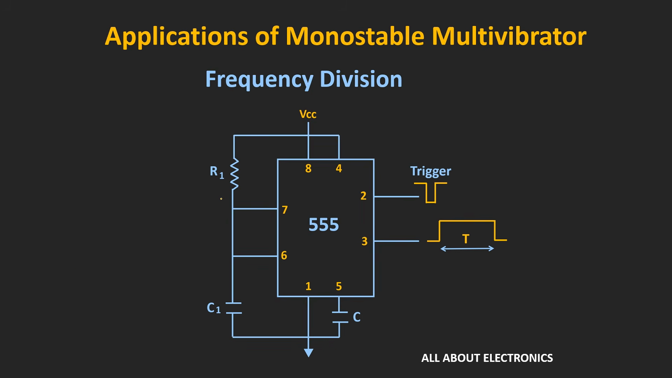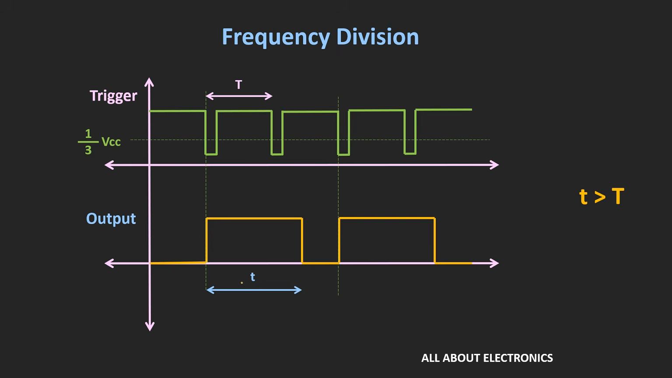Apart from that, it can also be used for frequency division. Now here at pin number 2, suppose we apply a periodic triggering signal, then it is possible to use this monostable multivibrator for frequency division. But over here we need to ensure that the time duration of the output pulse should be slightly more than the time period of this triggering signal. That means this t should be greater than this time period. So in that case, the output signal frequency will be half of the trigger signal frequency.